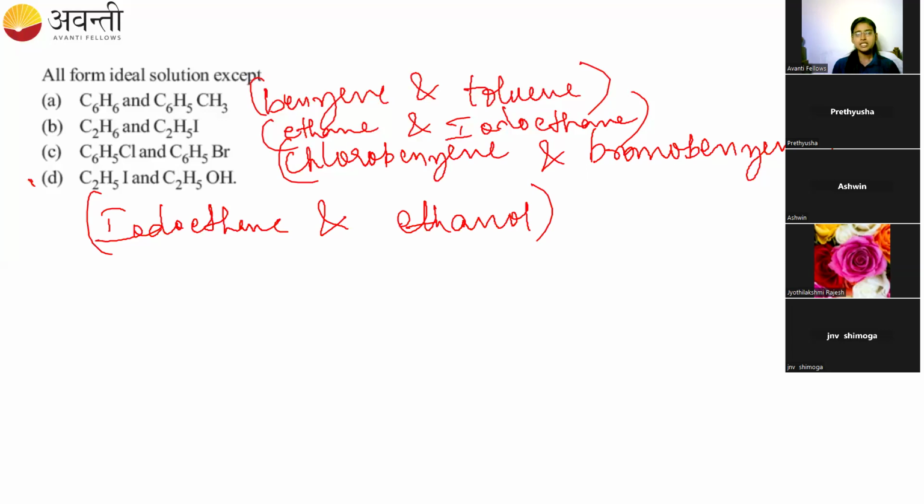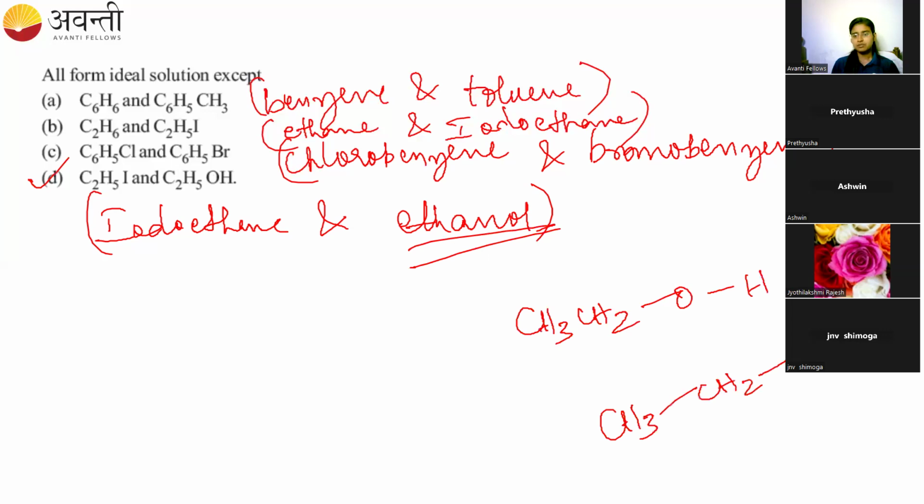So, why is option D the correct answer? We have one of the components here as ethanol. So the formula is CH3CH2OH or C2H5OH. Okay, so here we have a hydrogen bond. Here there is a formation of hydrogen bond between two molecules of ethanol, which is very, very strong. So one ethanol can form a strong bond with another ethanol.